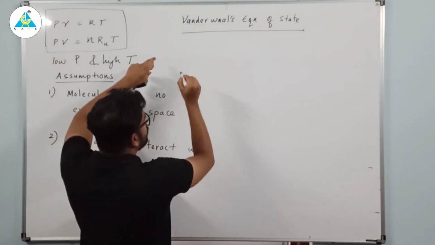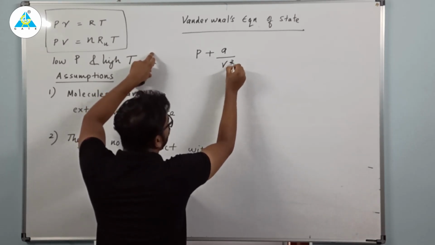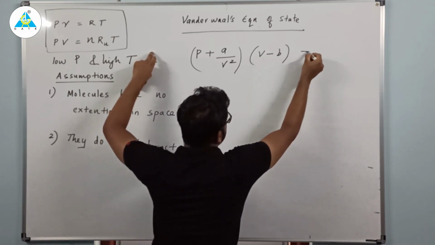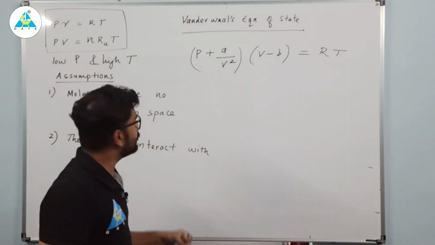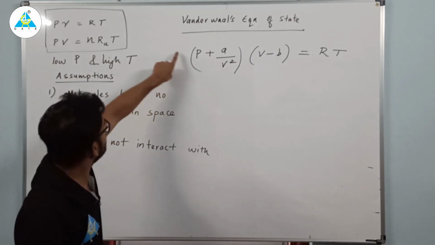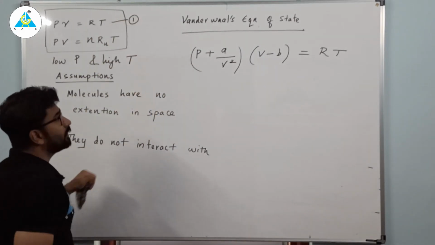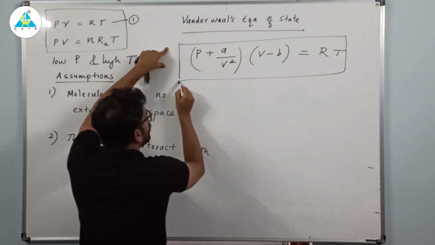Your Van der Waals equation of state is (P + a/V²)(V − b) = RT. Again V is your same specific volume. Now you can see here, what is the difference between these two equations? This is your ideal gas equation of state. This is your Van der Waals equation of state.